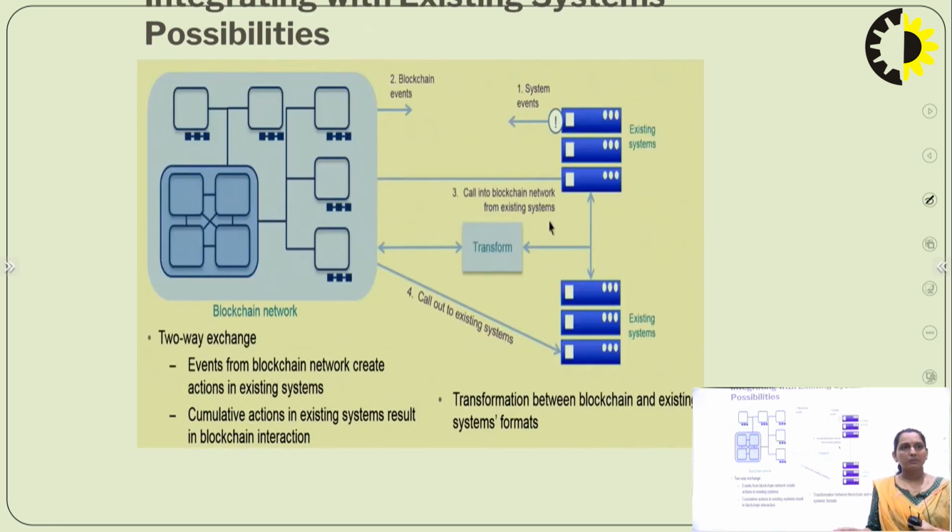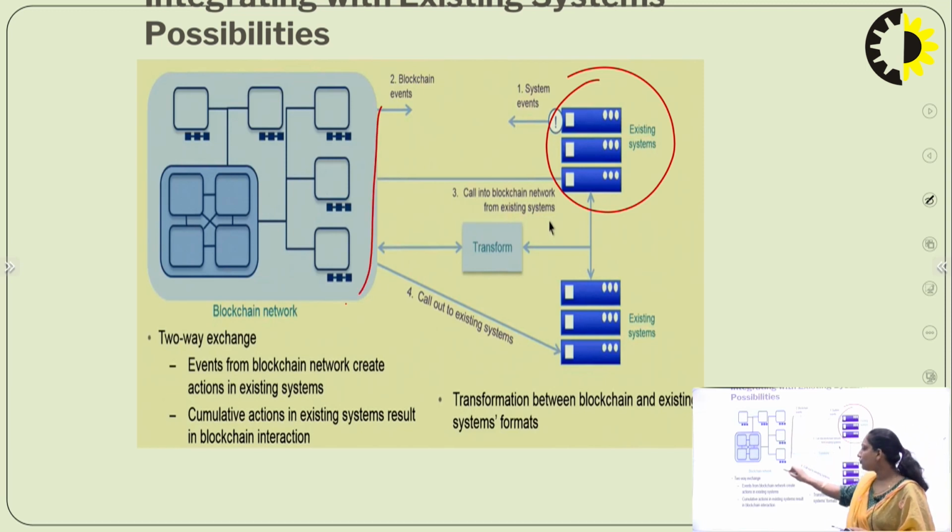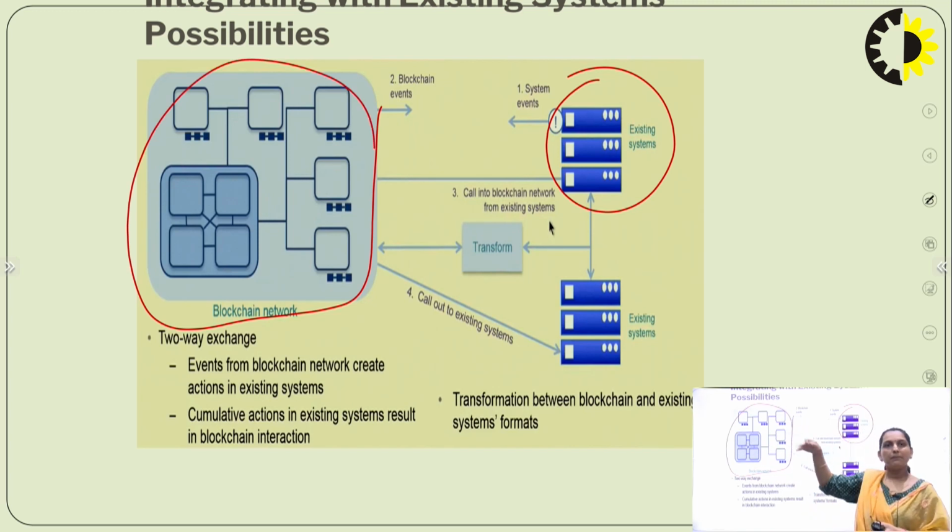So what are the possibilities? When we have an existing system and we are doing a business, any business having an existing system can take a blockchain into it. So we have a blockchain network, any network, such as Hyperledger Fabric, and an existing system. It will make system events initially, and then we have blockchain events calling in a call. So there is a call between the existing system and the blockchain network.